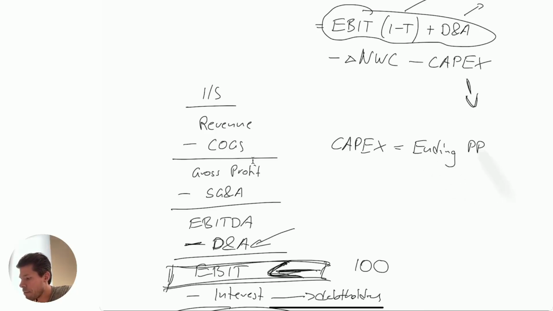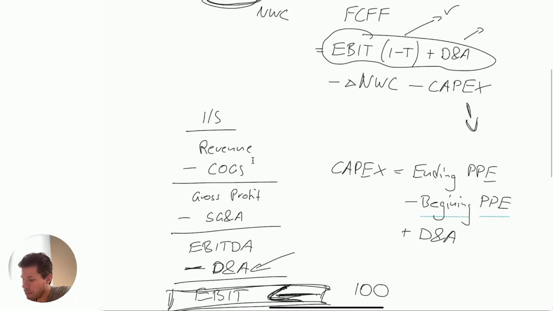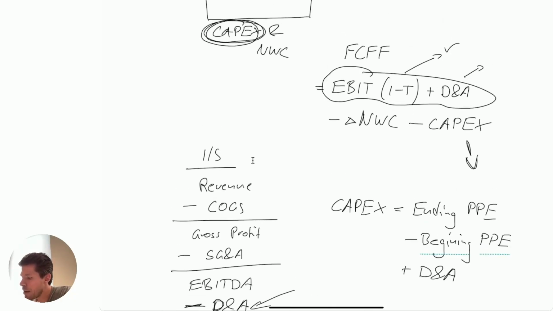ending PP&E minus beginning PP&E plus D&A from your income statement. Again, please be cautious when you combine income statement numbers with balance sheet numbers. So then we have CAPEX.